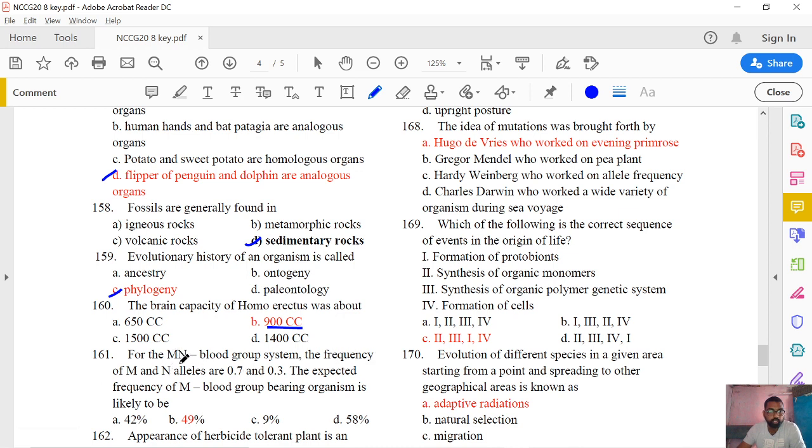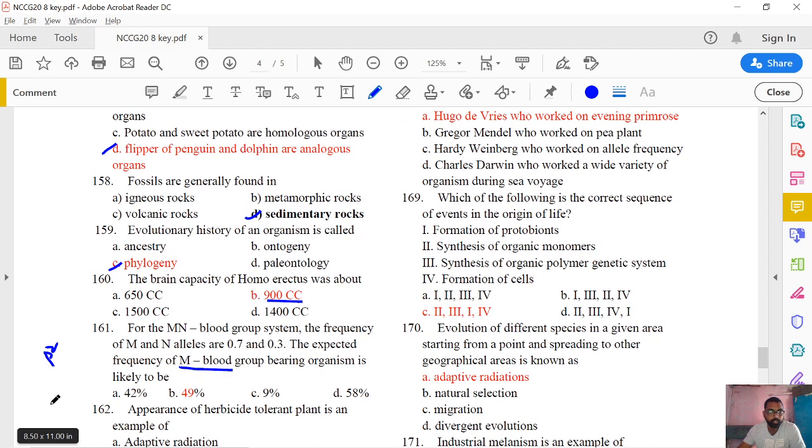For the MN blood group system, the frequency. So here, M and N, two different alleles are responsible for the MN blood group. Both are codominant basically. So the M and N allele frequencies are mentioned as 0.7 and 0.3 respectively. Now the expected frequency of M blood group, you can take as p square. So it is 0.7 into 0.7, therefore it is 49%.